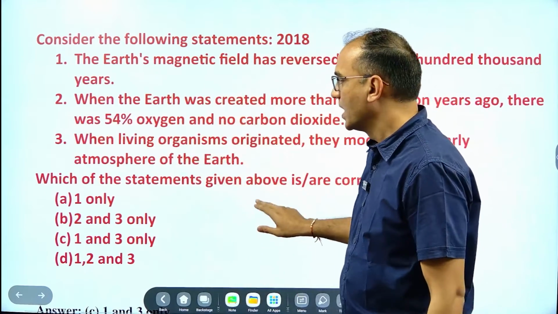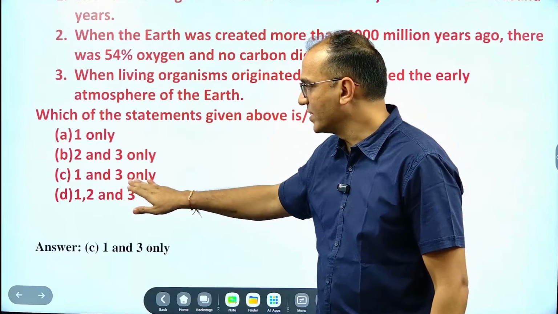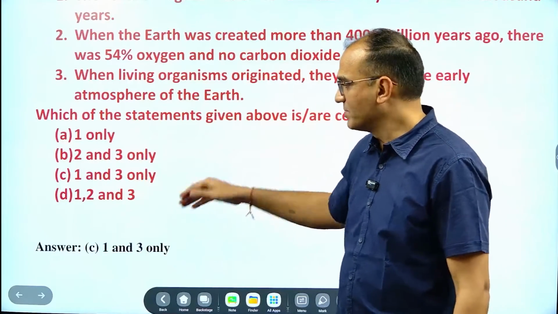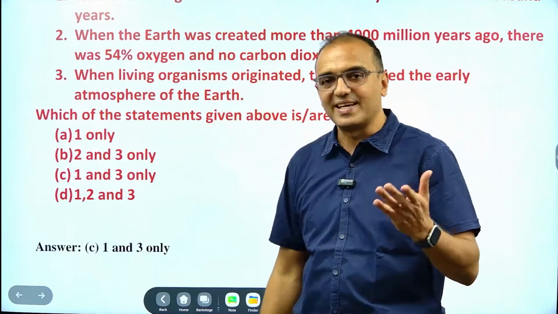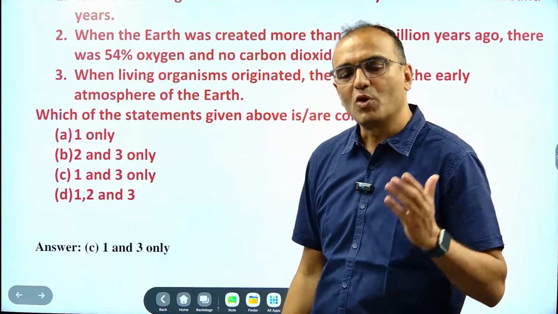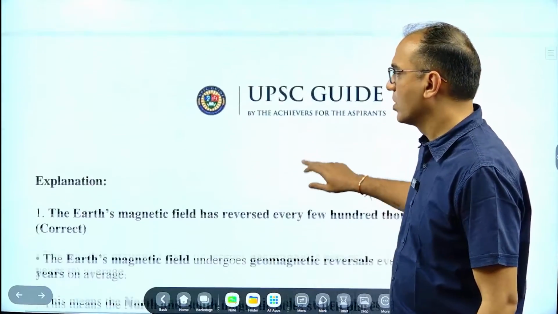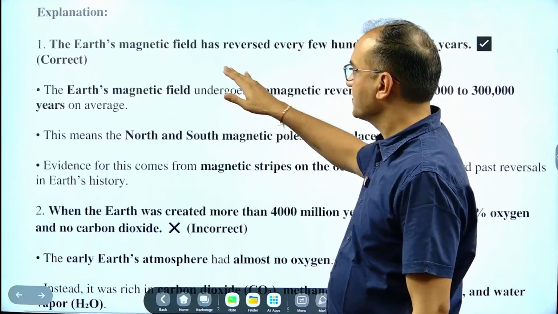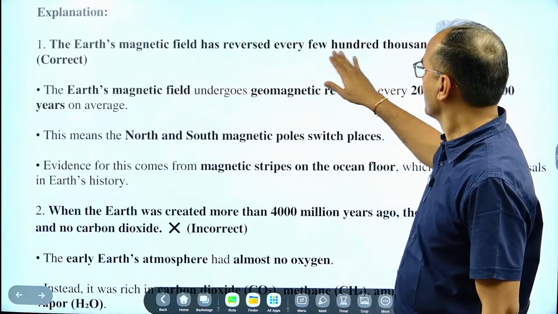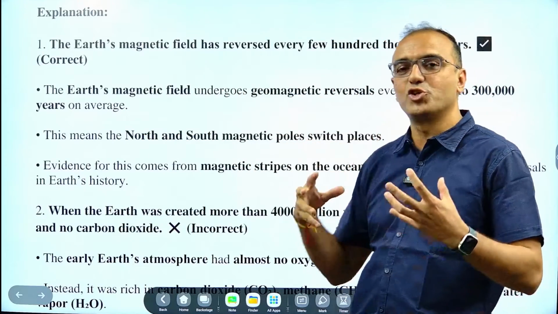Let us see the options given to you: 1 only, 2 and 3, 1 and 3, 1, 2 and 3. So it seems that the answer is C, 1 and 3 only. The second point is wrong. As I said earlier, there was no oxygen. Oxygen came later with the evolution of life, when life came into existence. The Earth's magnetic field has reversed every few 100,000 years, correct? That is called geomagnetic reversal.